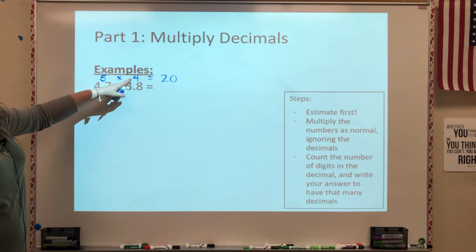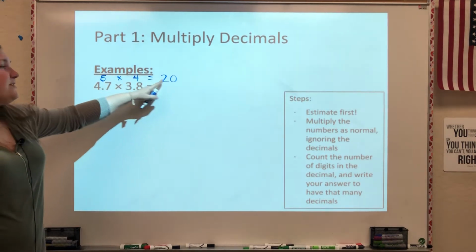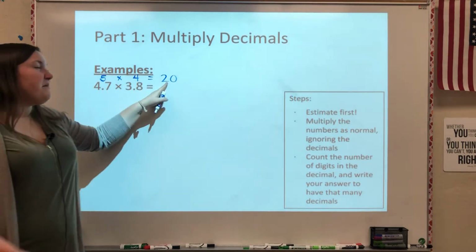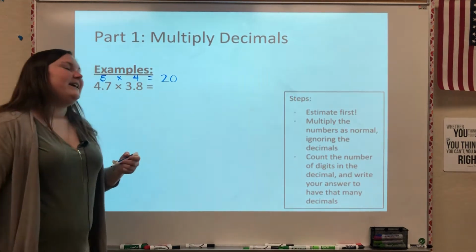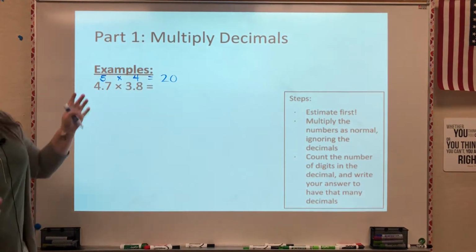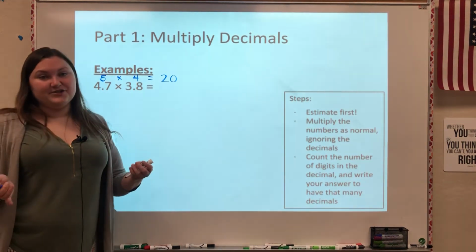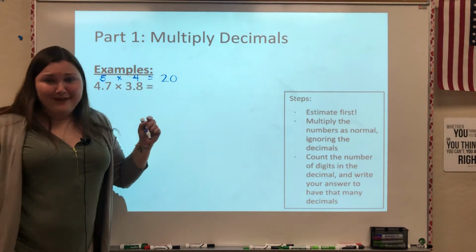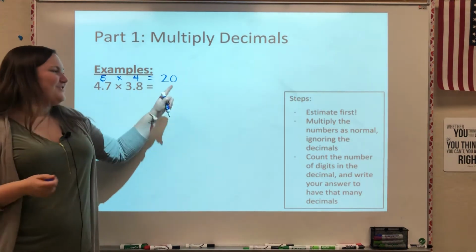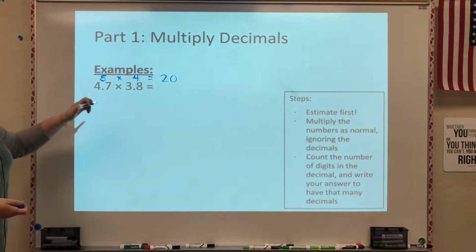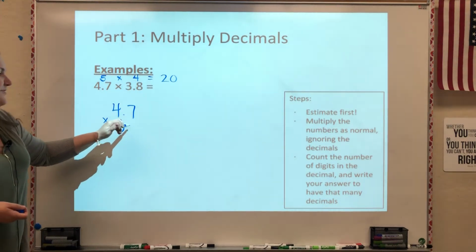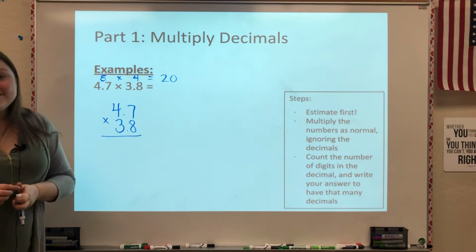Notice both times I rounded up, so these are larger numbers. The numbers we're actually multiplying are smaller, so it's probably going to be smaller than 20, but it gives you an idea around where our answer should be. Saying it should be around 20 means my answer shouldn't be 1,000, right? It shouldn't be 100. It should be around 20. Next step is to multiply 4.7 times 3.8. Go ahead and try that.